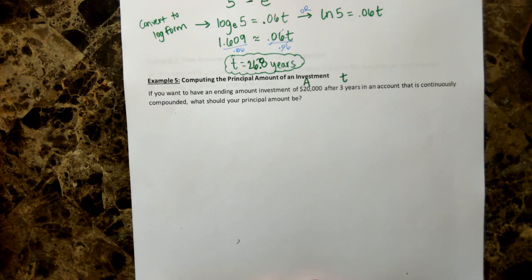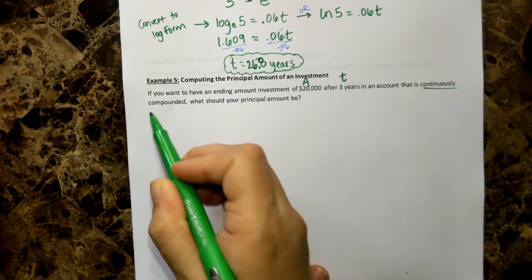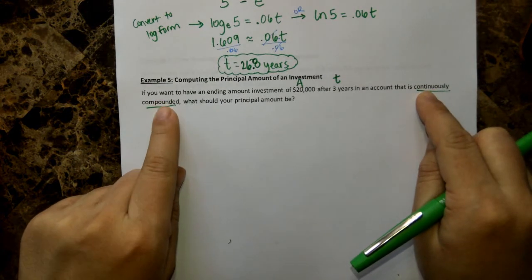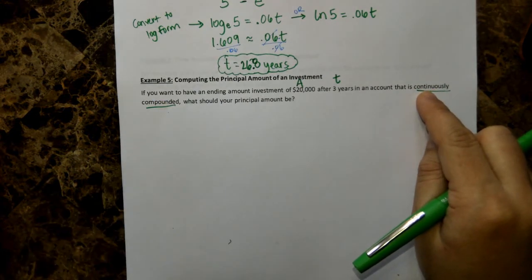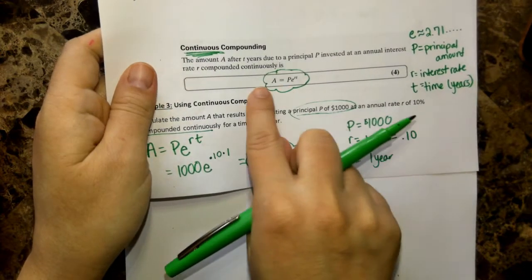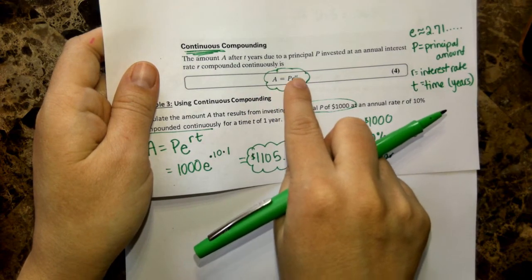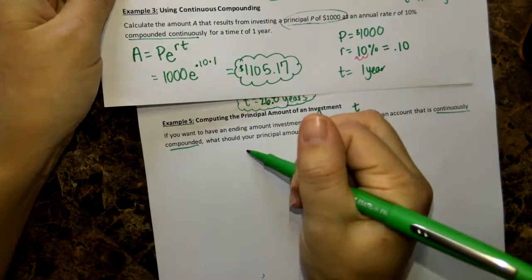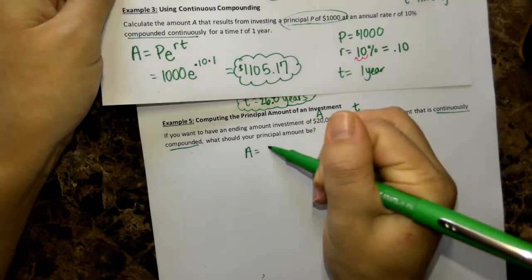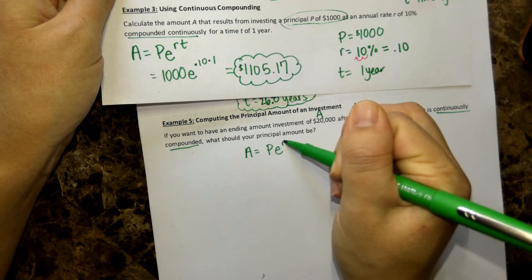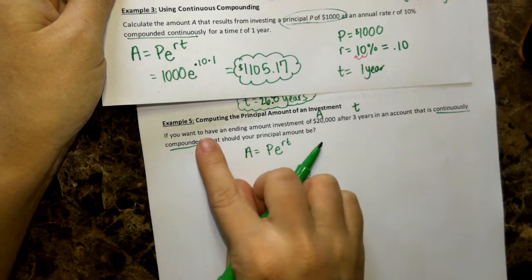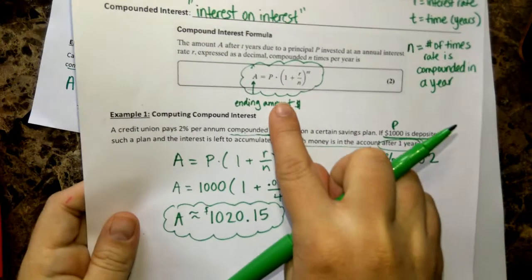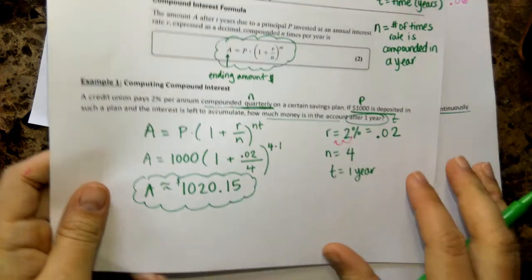in an account that is continuously compounded. Remember, anytime you see the keywords continuously compounded, you are going to use the continuous compound formula, which is A equals P E to the RT, APERT, is how I like to pronounce it. So I'm already going to write that formula down because I already know that's the formula I'm going to be using because it said continuously compound. If it did not say continuously compound, I would be using just a regular compound interest formula. Okay.